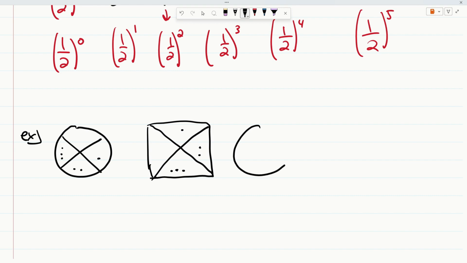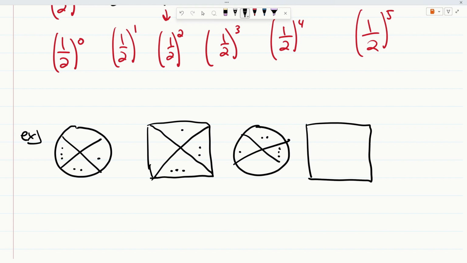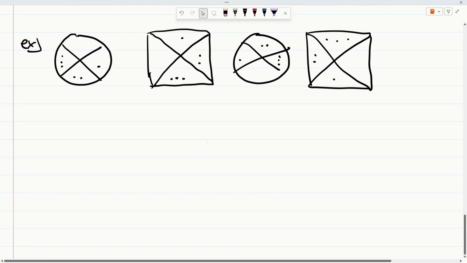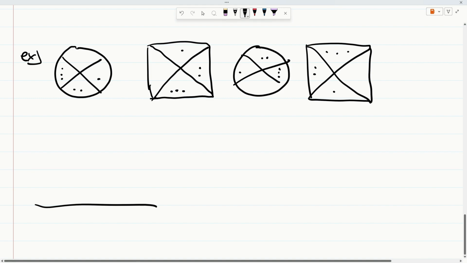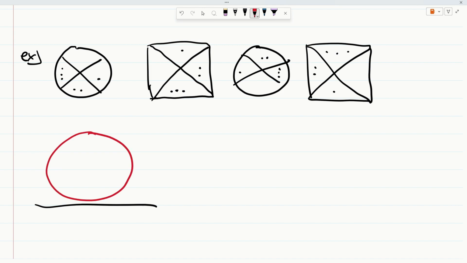Next, we have another circle with an X. We have 3 dots, 2 dots, and 1 dot. One more. We have another square where we have 3 dots, 2 dots, and then 1 dot. And the question would be, what's the last one? Well, first, there are 2 things happening. We have alternating shapes, circle, square. So this one should be a circle.